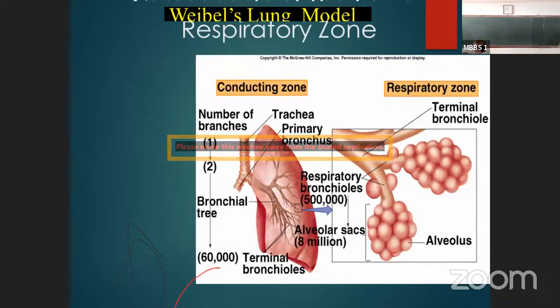This terminal bronchi now divide and form the respiratory bronchioles. The number of respiratory bronchioles in both lungs is about 5 lakh. Then the alveolar sacs will form. The number of alveolar sacs in both lungs in the adult is about 8 billion. This is the number of alveolar sacs, not the number of alveoli. Don't confuse. Understood?